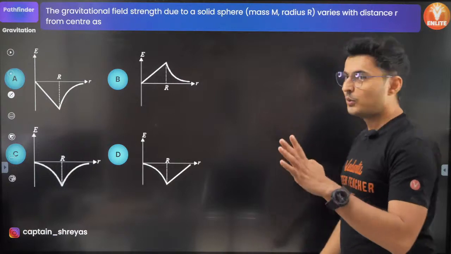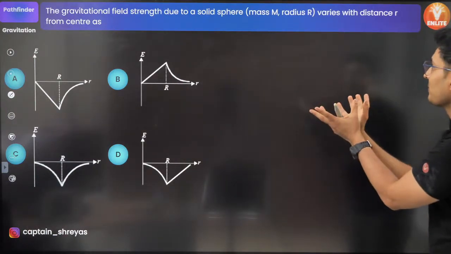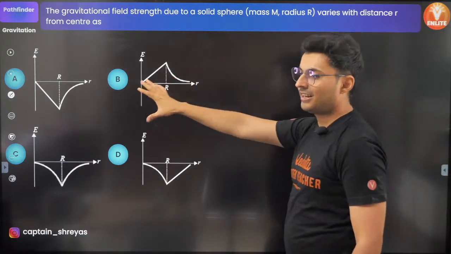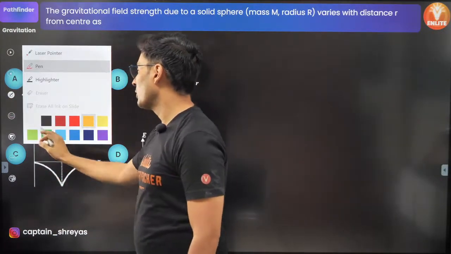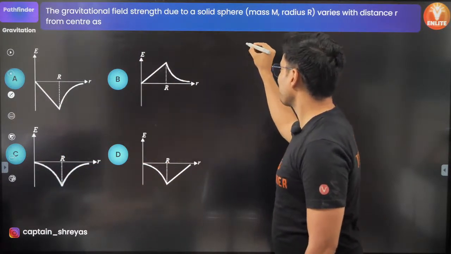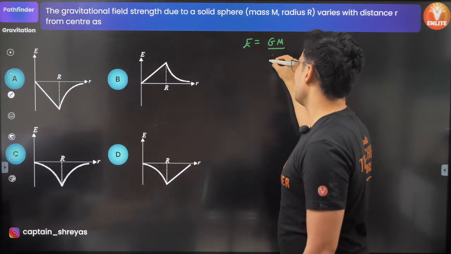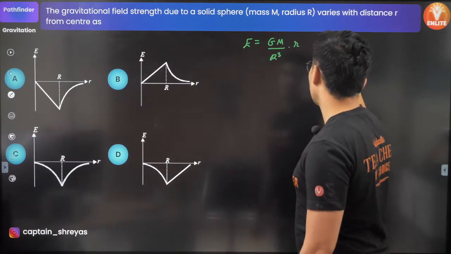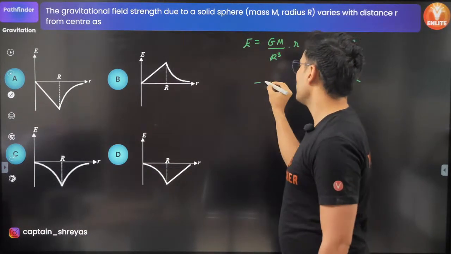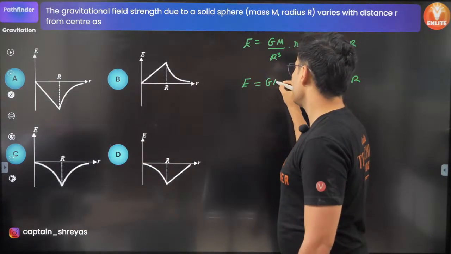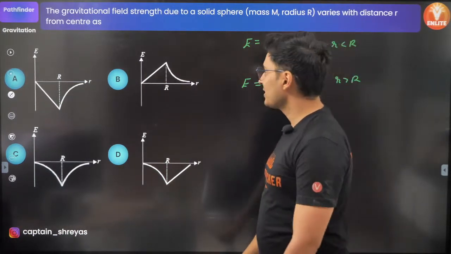Okay, this one is easy peasy, lemon squeezy. You should know how to draw the graphs. The gravitational field due to a solid sphere varies with distance from the center as. Come on guys, this one is simple. If you have forgotten the formula, I'm just writing it over here. The field will be GM by R cube into r when r is less than R, and when r is more than R, then you have the field given by GM by just r square. Come on, this is simple.